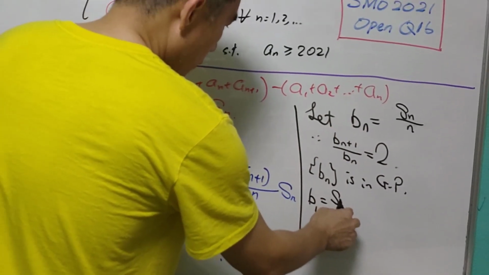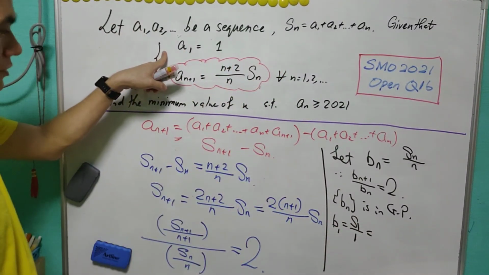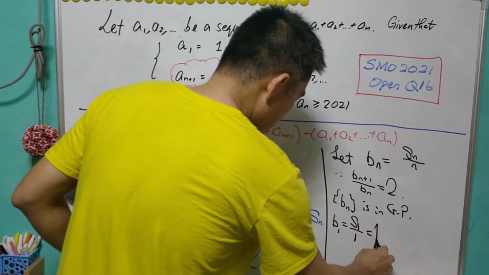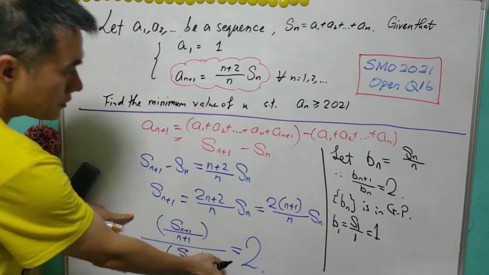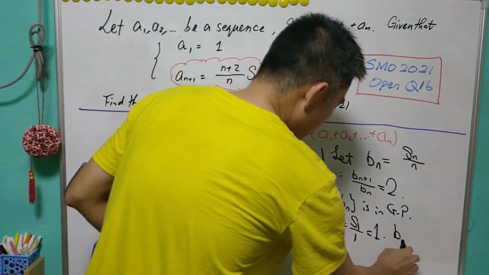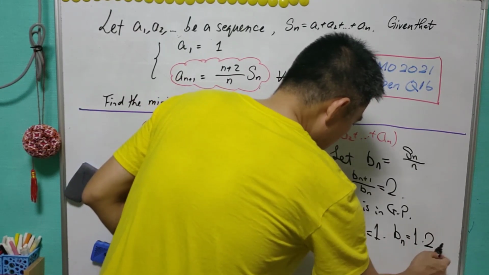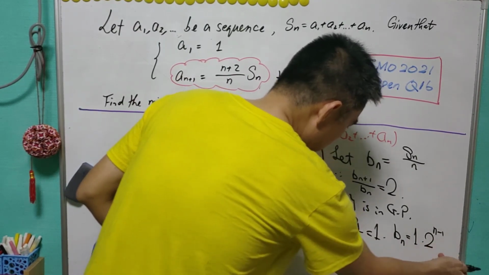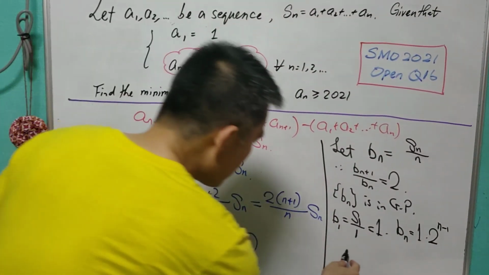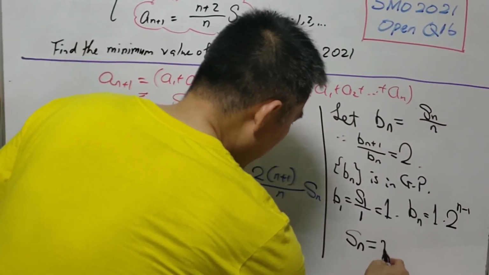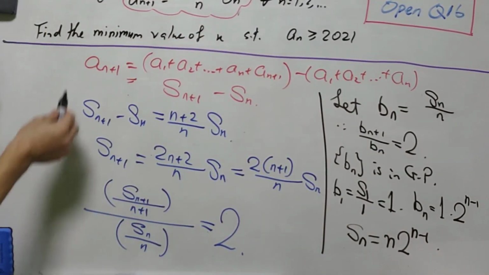b1 is equal to S1 over 1. S1 is equal to a1, which is equal to a, so b1 is equal to a. Then the common ratio r is equal to 2, so bn will equal a, that is 1, times r to the power of n minus 1. So this is the relation that we have for bn. This means that Sn will equal n times 2^(n-1). Now let me continue here.